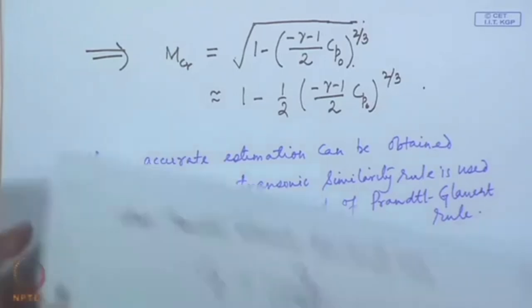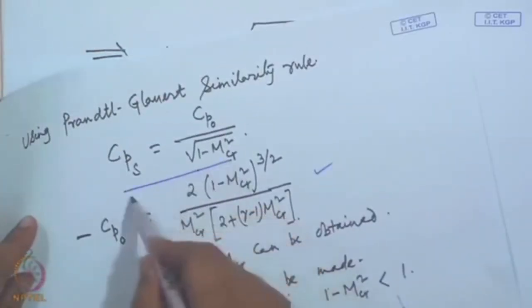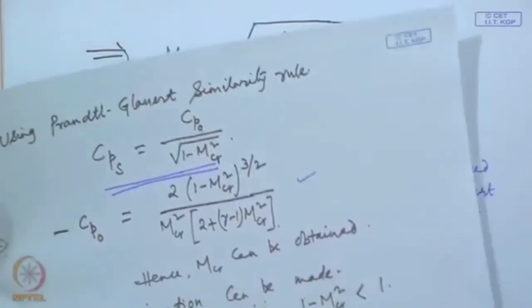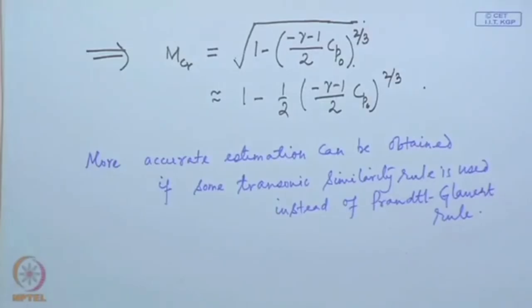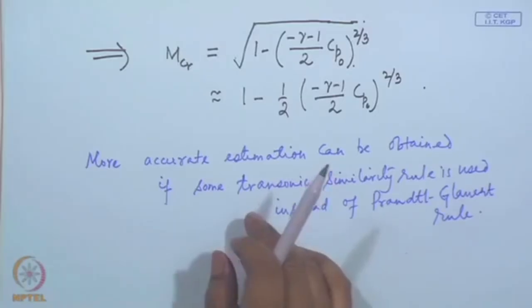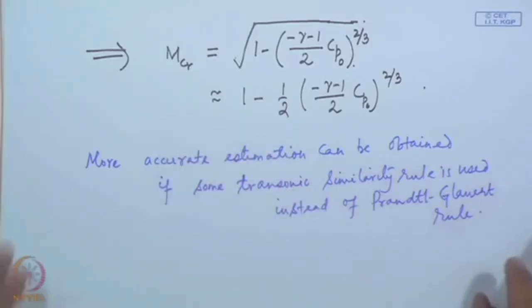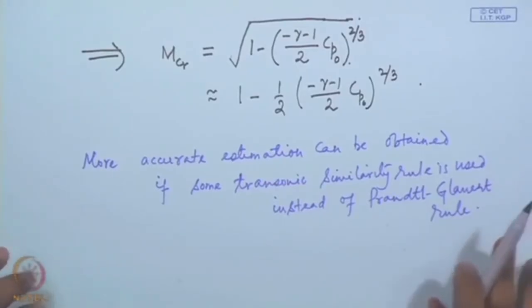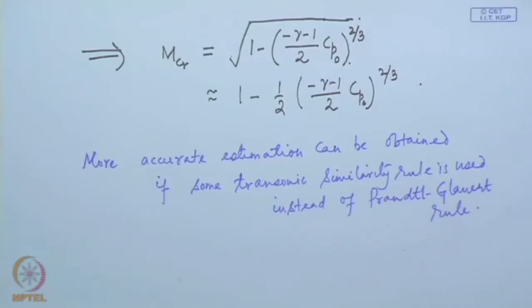That is, if we replace this by some transonic similarity rule, we can get a better estimate of the critical Mach number. However, even the Prandtl-Glauert similarity rule is quite acceptable. So, we have discussed how quite easily an estimate of the lower critical Mach number, or the critical Mach number, can be obtained knowing the incompressible flow pressure distribution, or in particular the suction peak pressure.